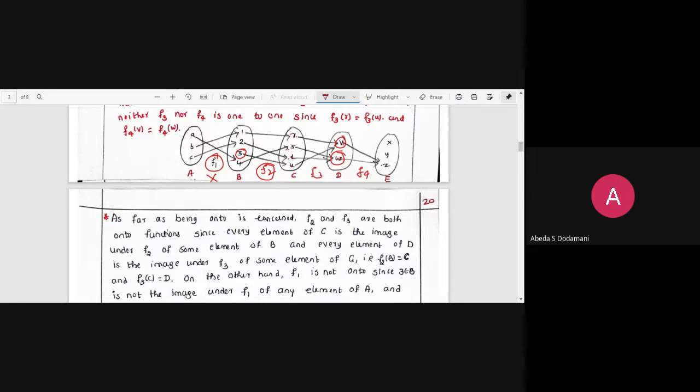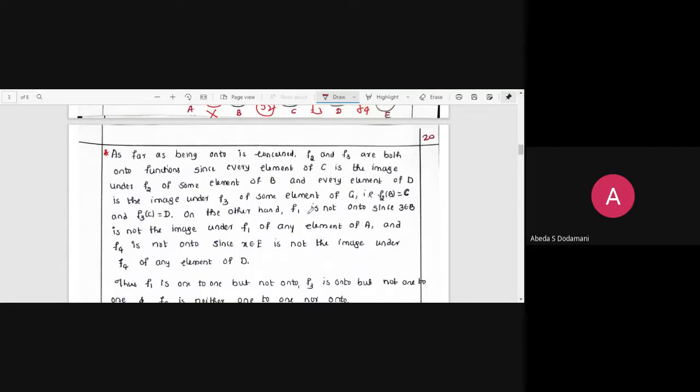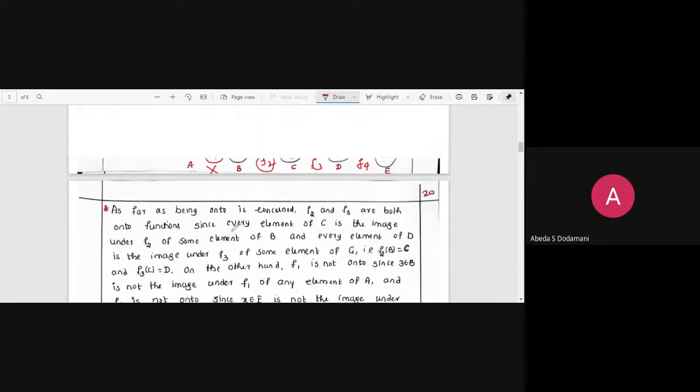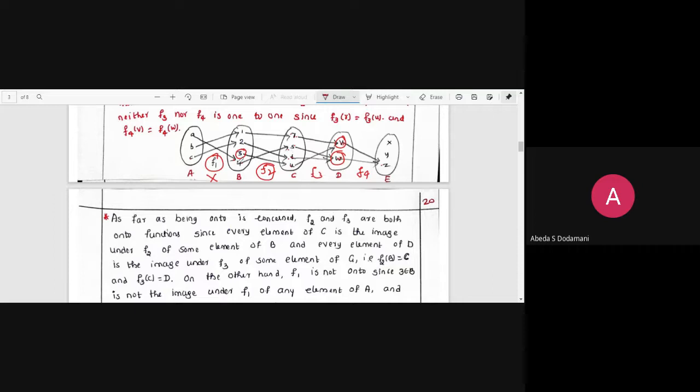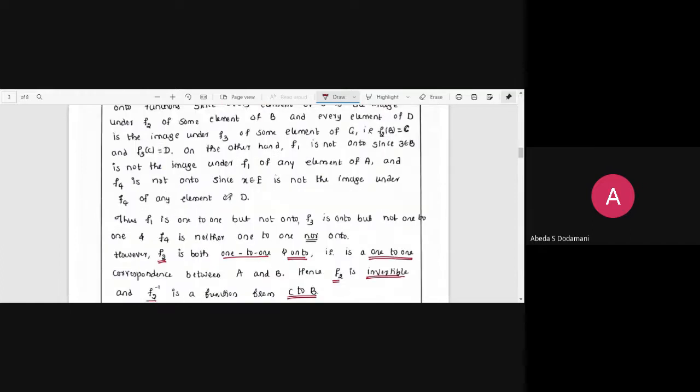It's clear, right? I have given you the explanation here. Read it. So every element, whether it is onto or not, see F1 is not onto, since 3 belonging to B is not the image under F1 for any element of A. So since this 3 has no image, hence it is not onto. Here every element has an image, so it is onto. Here also every element has an image. Hence F3 is onto, whereas in F4, X and Y have no image. Hence it is not onto. Okay. So this is the explanation which I have mentioned here.